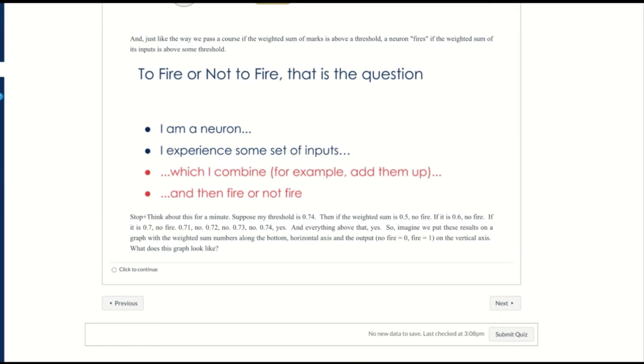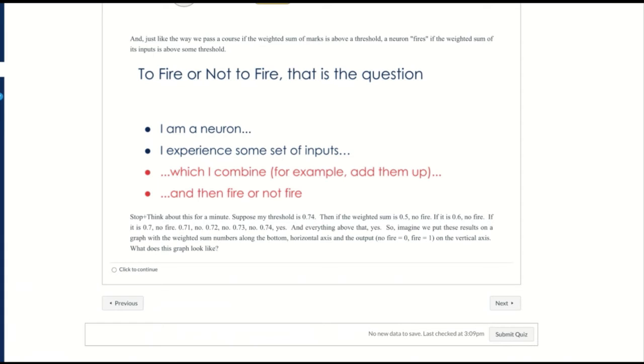So think about a graph of what we just did. Imagine the bottom axis of a graph is the weighted sum of my inputs. So I could have as low as 0 or as high as, say, up to 1. Well, the output is either a 0 or a 1. So what's that graph going to look like? I'm starting at when x is 0, I don't fire. When x is 0.1, I don't fire. X is 0.2, I don't fire. X is 0.3, I don't fire. X is 0.4, I don't. And I finally get up to x is 0.74, and boom, I fire. And then anything after that, I stay here.